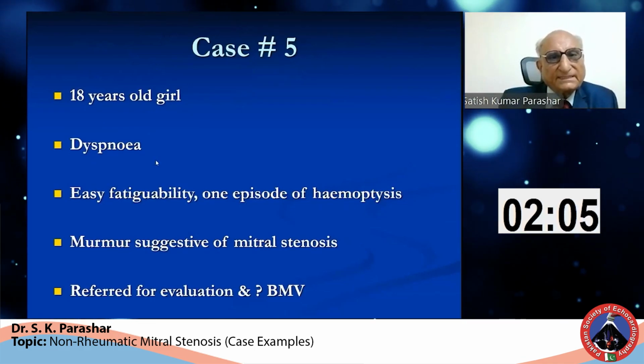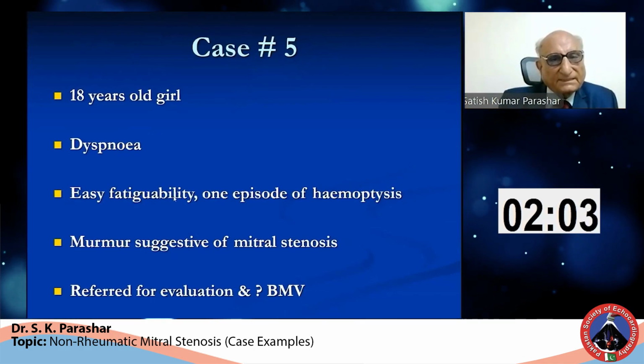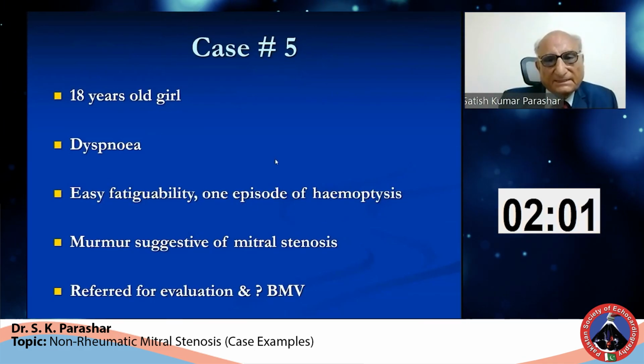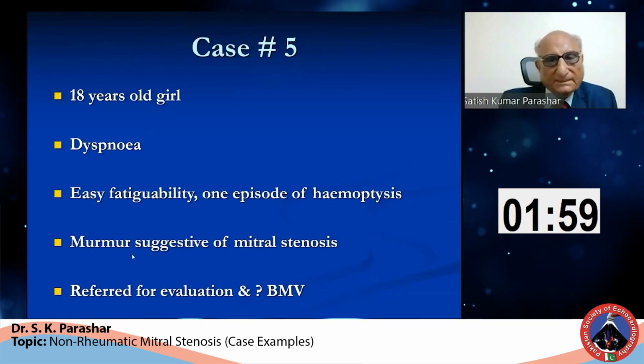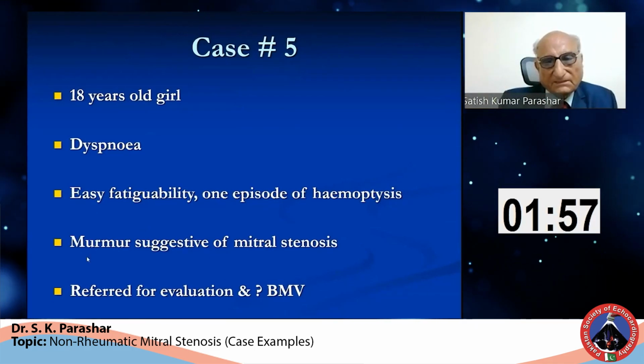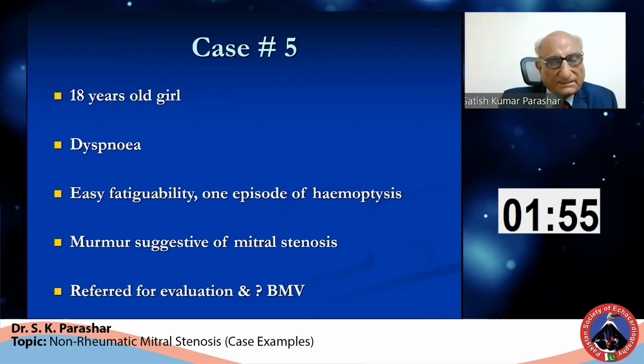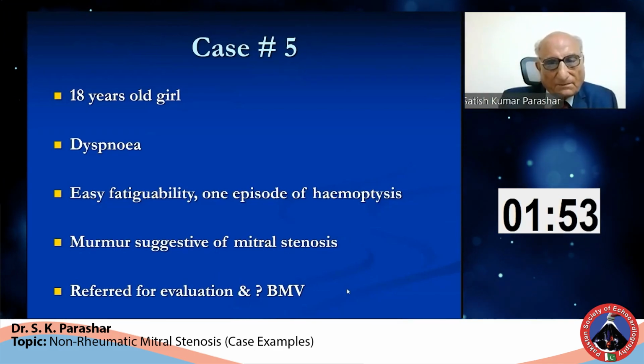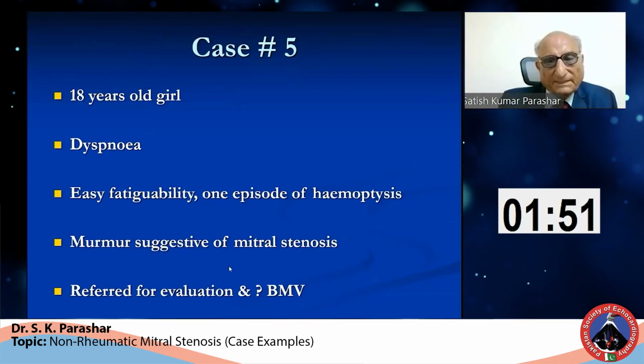This was an 18-year-old girl having dyspnea, easy fatigability, one episode of hemoptysis, and a murmur suggestive of mitral stenosis, and she was referred for evaluation by echo and for a balloon mitral valvotomy.